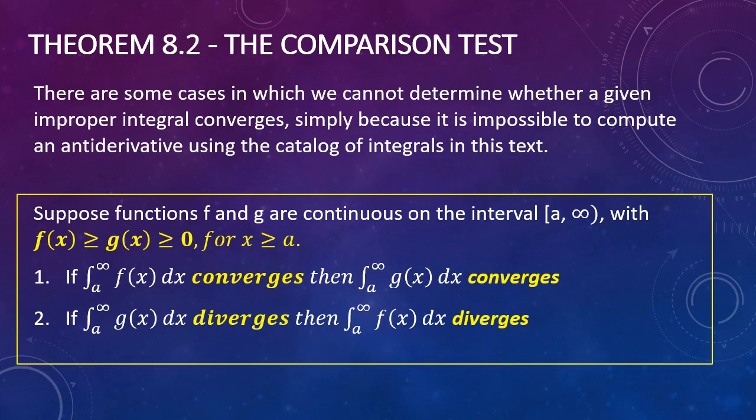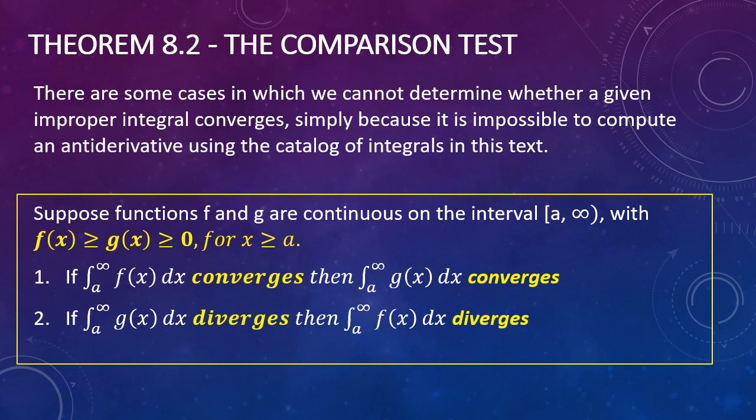So our last concept from Chapter 8 is the comparison test. There are some cases in which we cannot determine whether a given improper integral converges or not, simply because it's impossible to compute an antiderivative using the catalog of integrals that we've had, or any of the methods that we have. So we can use something called the comparison test.